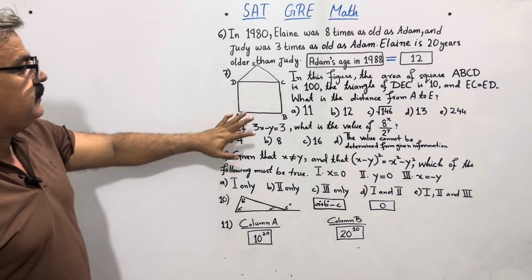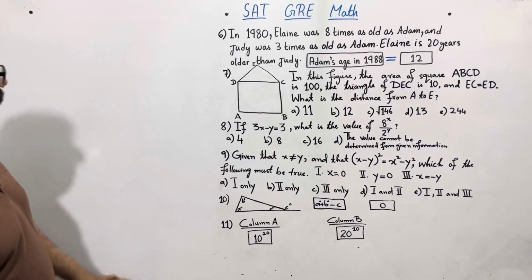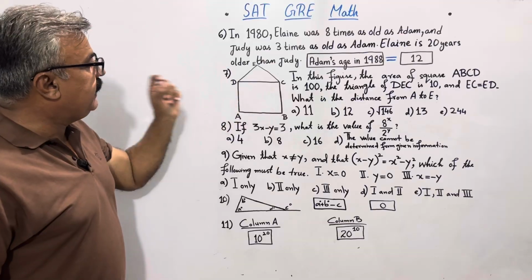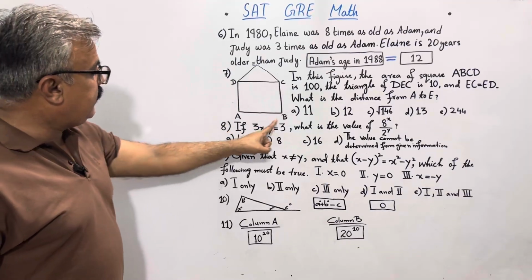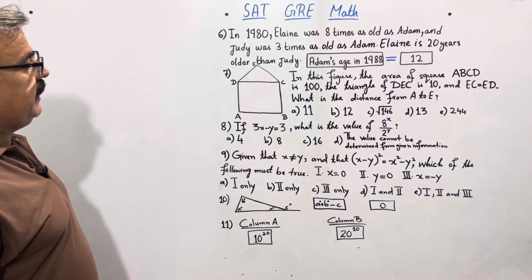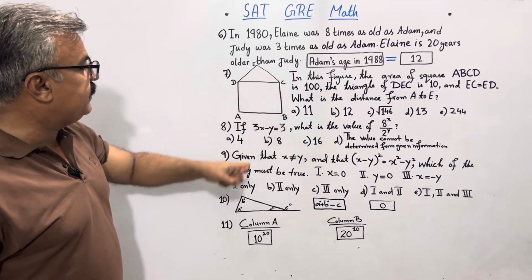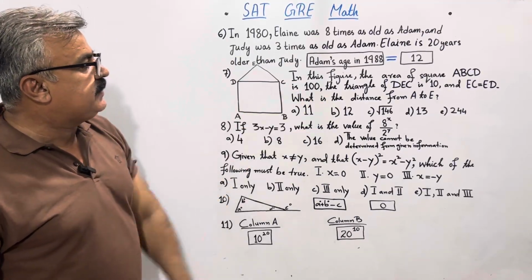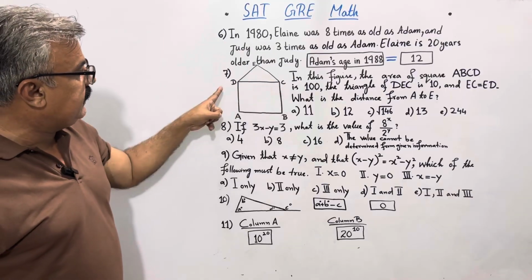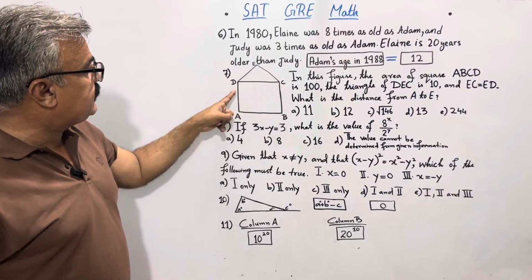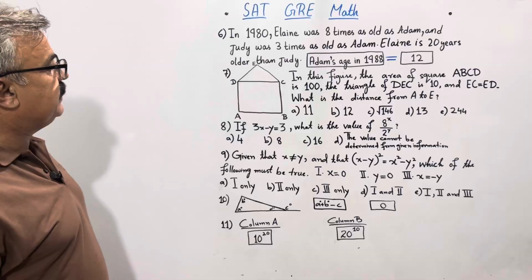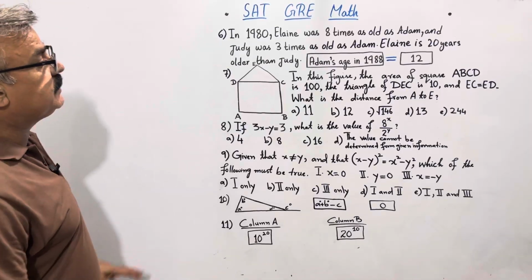Moving towards the next question, we have ABCD, it's a square, having area 100 square units. And the triangle DEC having area 10 square units.